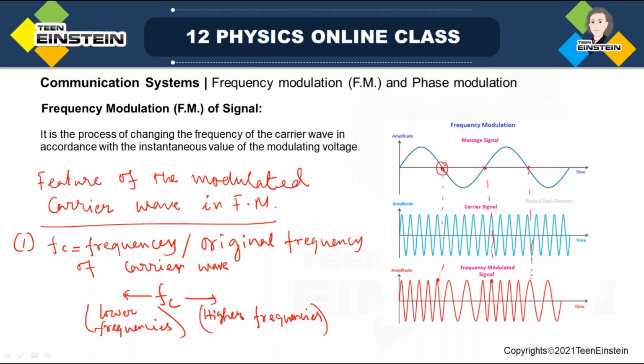But anyway, you have to understand that when the amplitude of the message signal or the original signal is 0, at those places you have the carrier frequency fc, and when the amplitude is maximum, you have the maximum frequency of the modulated wave, and when it is minimum, you will have the minimum. Here I should write f max, maximum frequency. Here you will have f minimum, the minimum frequency of the modulated carrier wave.